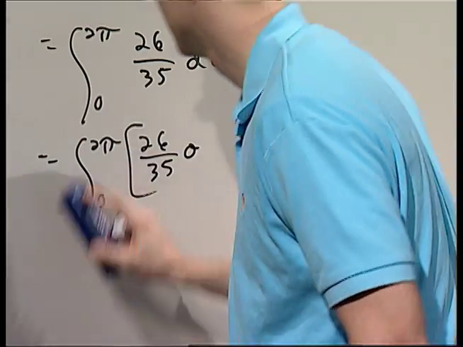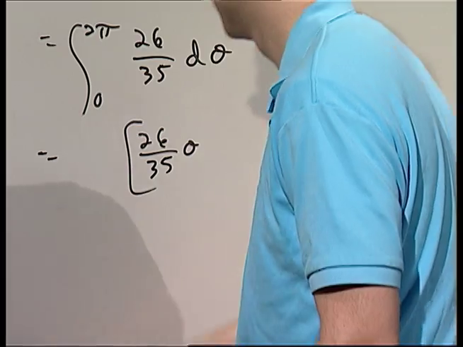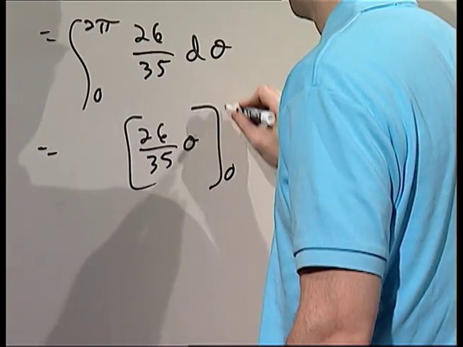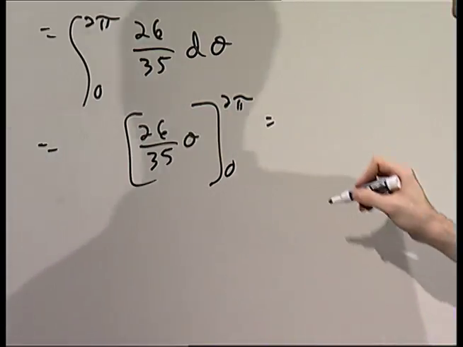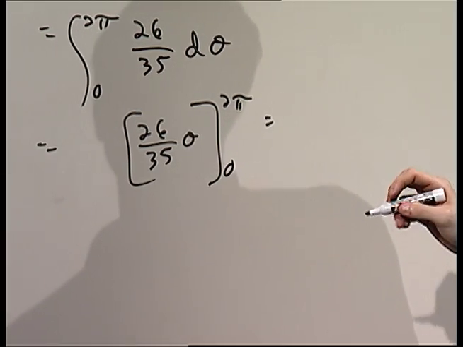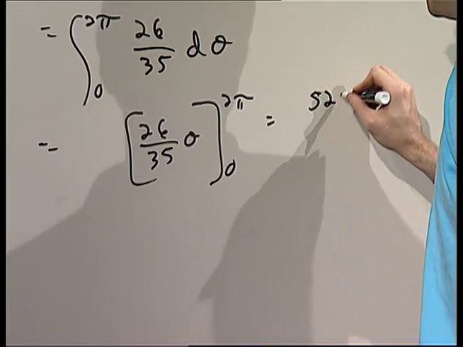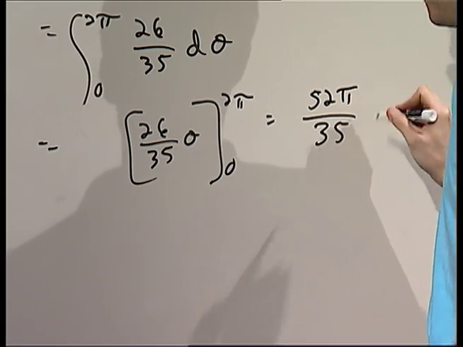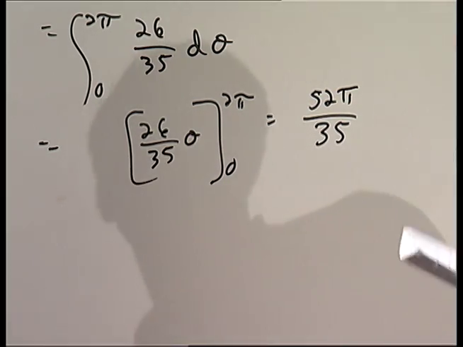Oopsies. Botched this up. 0 to 2 pi. And you wind up with what, 52 pi over 35? Is that what I have? Good, it is. All right, so there you go.